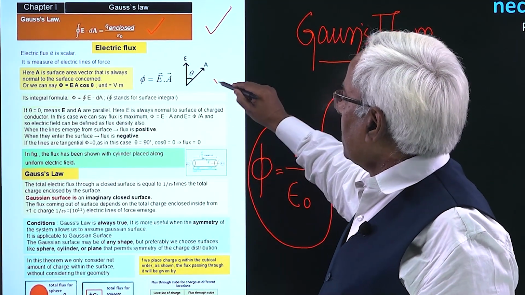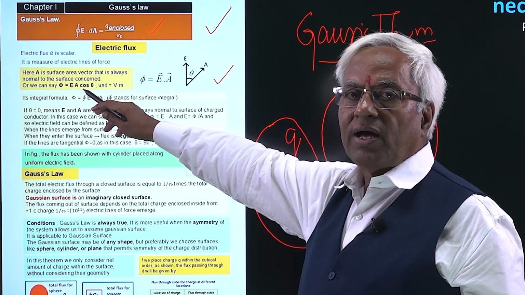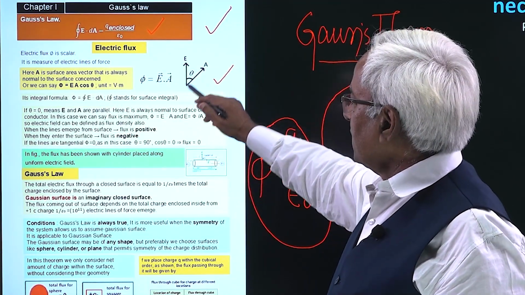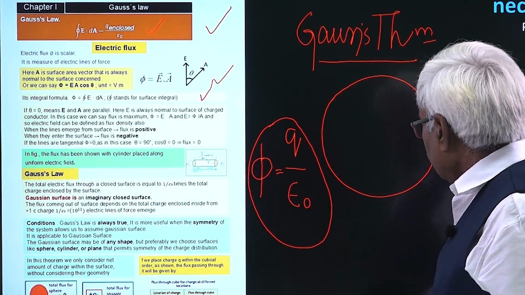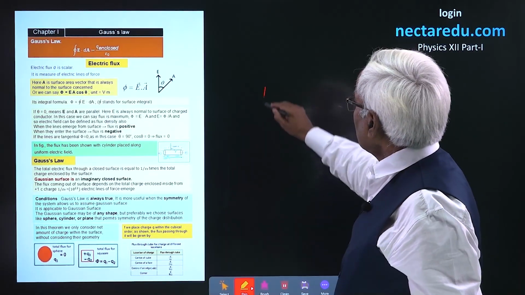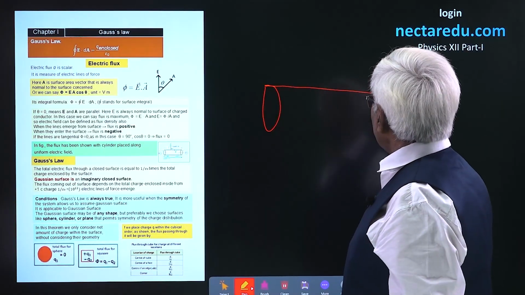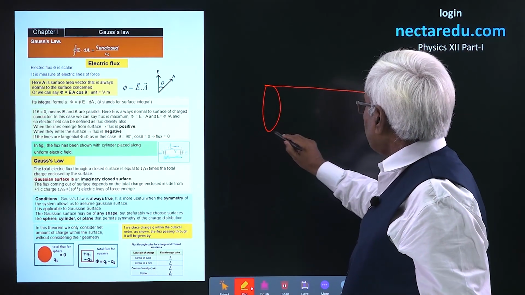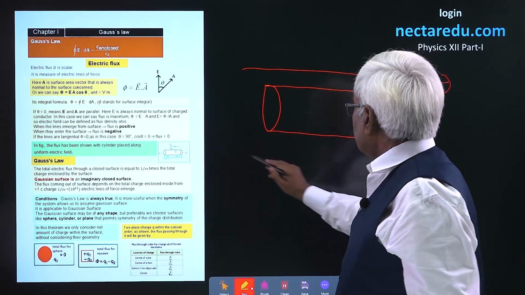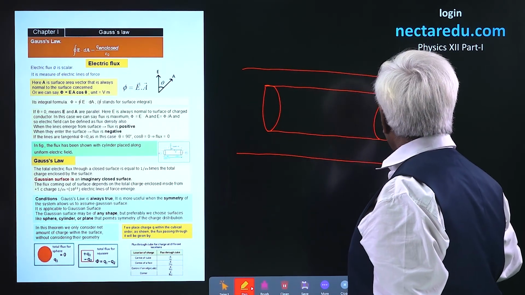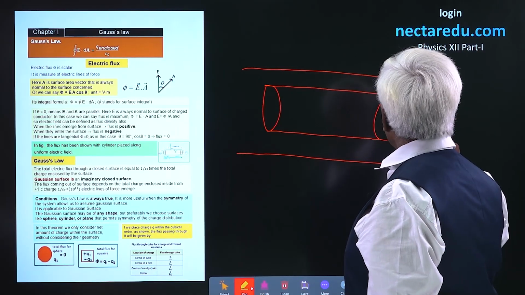I have told you the formula for flux, how this angle is calculated, the integral formula. Now we would consider one cylinder within the electric field and the field that is uniform. Say it's E, electric field. Here, this way.